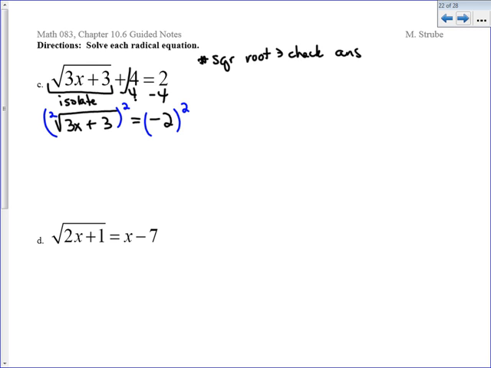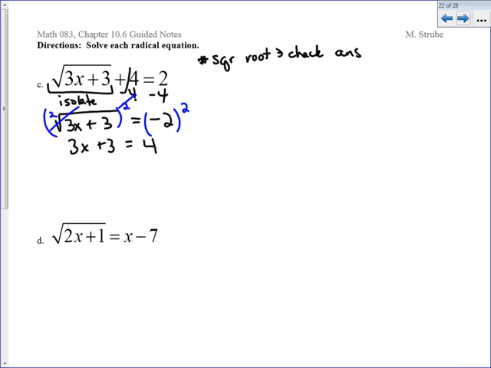So what am I going to get on the left side when I square the square root of 3x plus 3? 3x plus 3, yeah, they just take each other out. So I have 3x plus 3 equals negative 2 squared, which is what? 4. And if you put that in your calculator and you get negative 4, it's because you did not use parentheses.